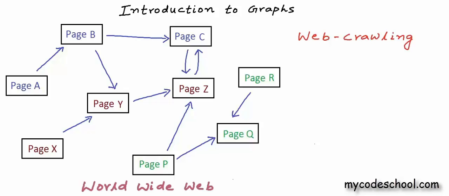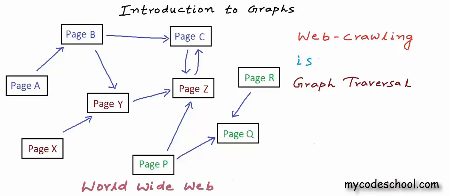Now, even though in this context we are using a nice and heavy term like web crawling, it is basically graph traversal, or in simpler words, the act of visiting all nodes in a graph. And no prizes for guessing that there are standard algorithms for graph traversal. We'll be studying graph traversal algorithms in later lessons.